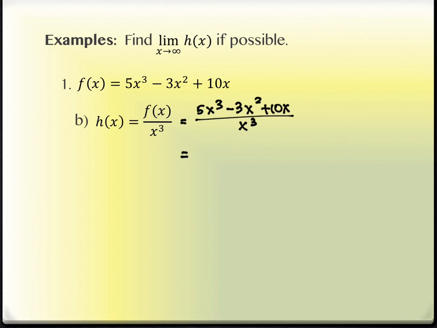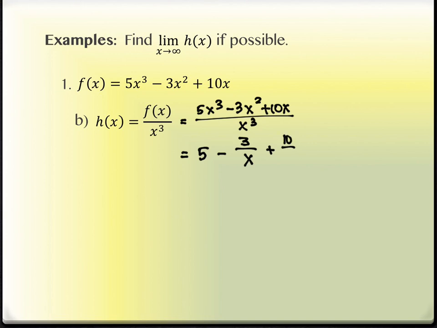What happens when I take 5x cubed and I divide by x cubed? You get 5. How about the negative 3x squared divided by x cubed? It's going to still be negative 3 over x, right? The x squared that's beside the 3 on the top will cancel with 2 of the x's on the bottom. And then I have 10x over x cubed.